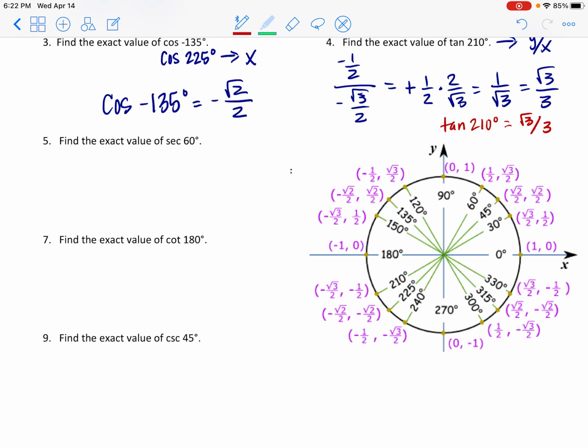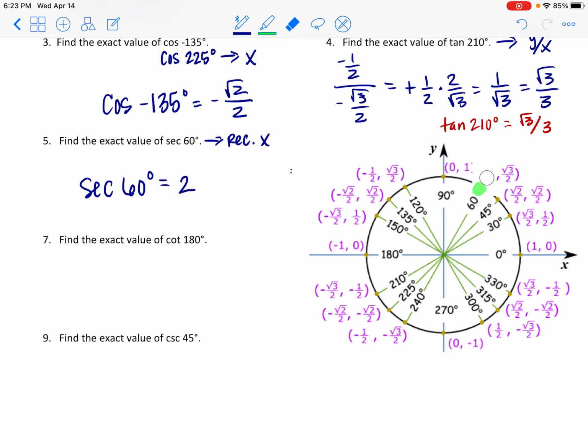So let's look at the next one. Next one says find the exact value for the secant of 60. So 60 degrees, that's right here. And we have to remember what the secant is. Secant is the reciprocal of cosine, and the cosine is x, so it's going to be the reciprocal of x. So if we go to 60 degrees, we find the x value, and we take the reciprocal of that. The reciprocal of 1/2 is just 2 over 1. So the secant of 60 degrees is 2.